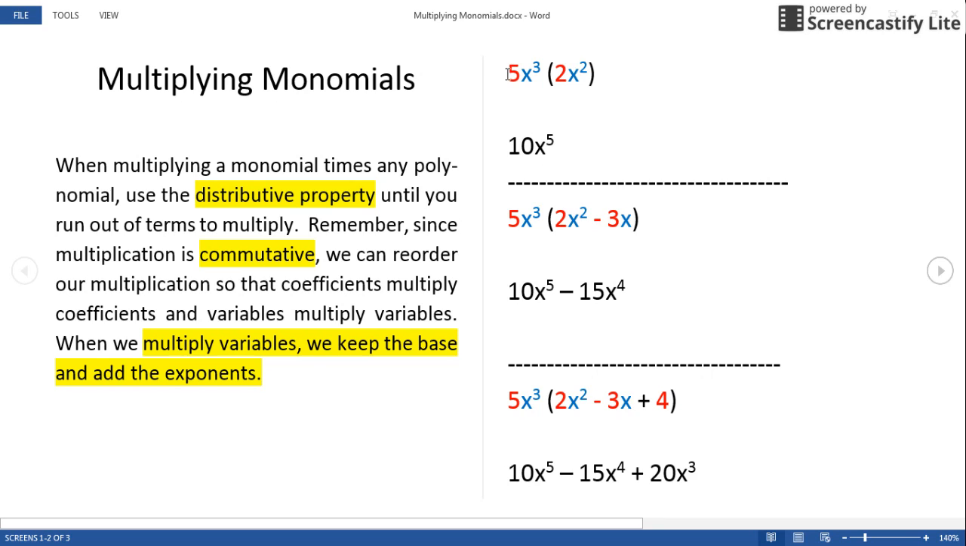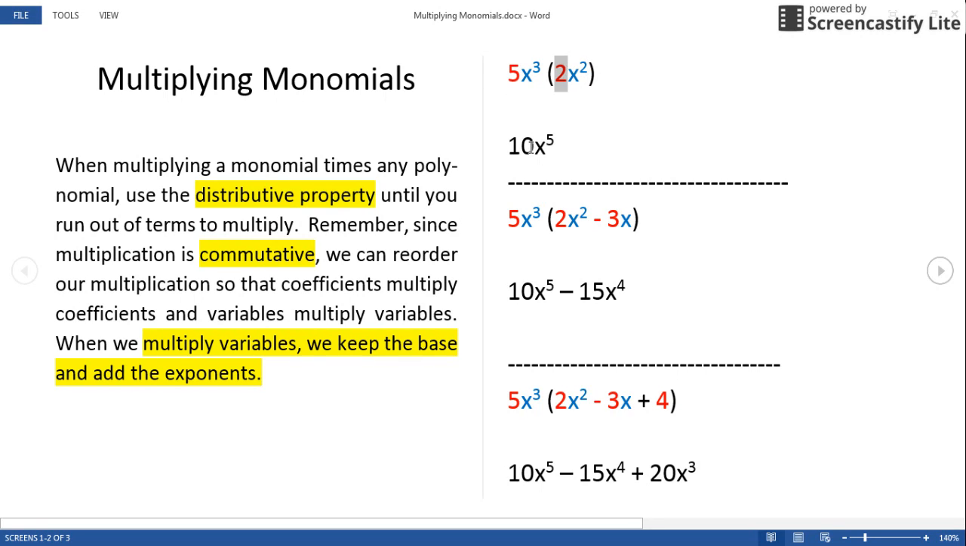Let's look at our first example, two monomials being multiplied together, 5x cubed times 2x squared. Let's reorder this so that we are multiplying 5 times 2, the coefficients together, and x cubed times x squared together. Now, if you want, you can rewrite this so that you have it actually reordered. But for me, it's just easier to do this in my head.